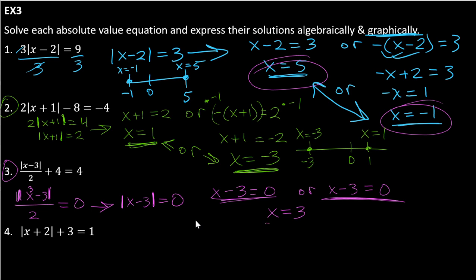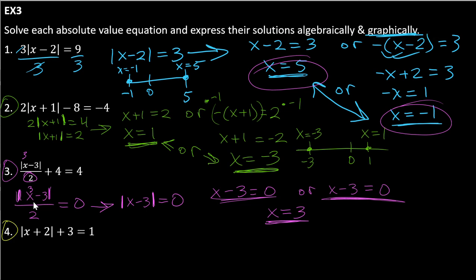Okay, so if I plug a 3 in here, I have 3 minus 3 equals 0. 0 divided by 2 is 0. 0 plus 4 would be 4. We would have 4 equals 4, which is absolutely true.